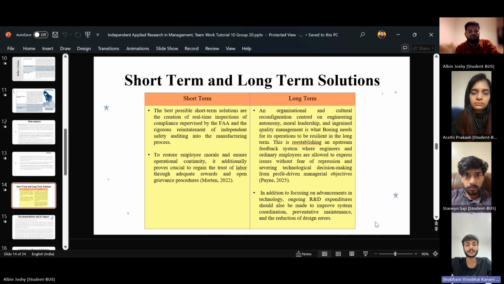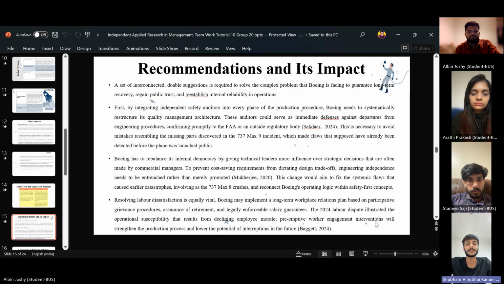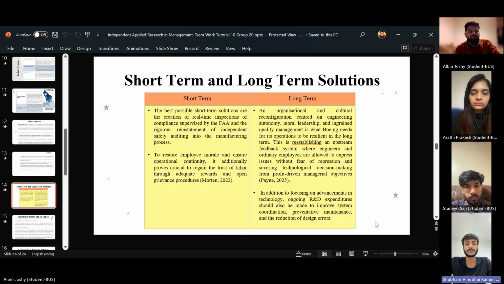For short term solutions, we recommend immediate actions to regain trust and restore operational continuity. First, Boeing must implement a real-time inspection supervised by the FAA and reinstate independent safety auditing throughout the production process. This will ensure that safety lapses like those in the 737 MAX 9 incident do not recur. Additionally, Boeing needs to address the labor unrest by engaging with workers through transparent grievance procedures and ensuring fair compensation and retirement plans. By addressing these issues promptly, Boeing can stabilize operations while regaining public and employee trust.